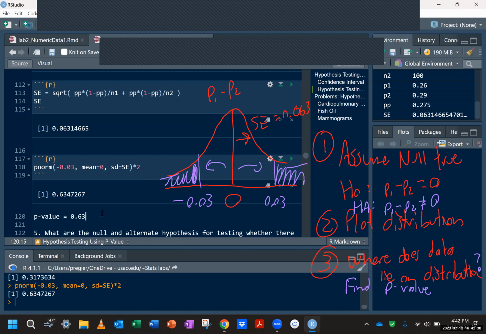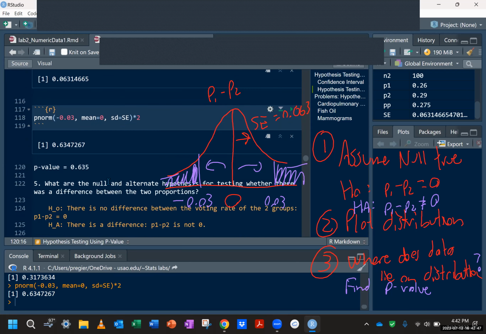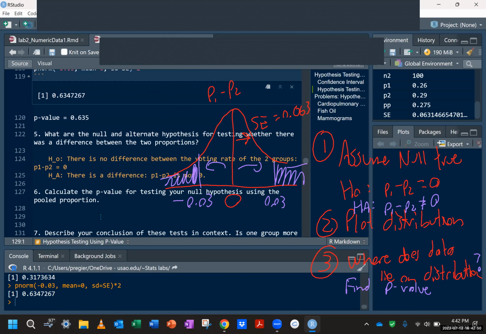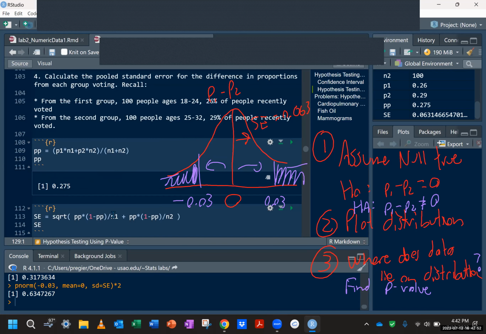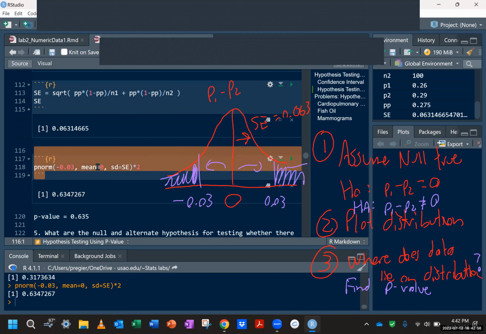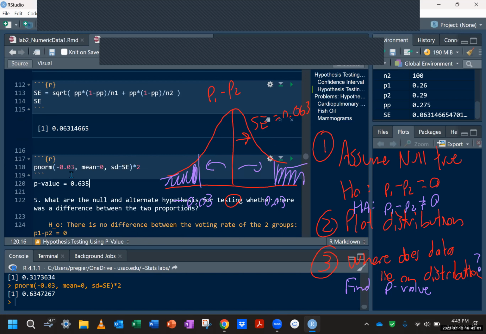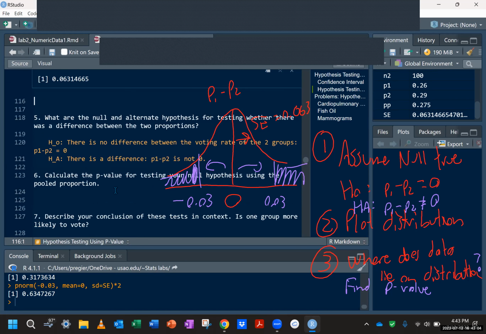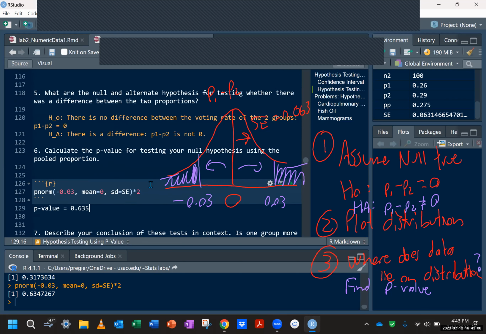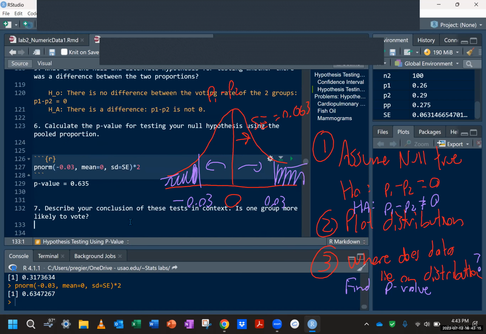0.6365. So now based off that, I'm all over the place. Calculate the standard error. Okay, I was ahead of myself here. So this is just the standard error. I calculated that for 4. Number 6 is calculating the p-value. So that's what I did. I found the p-value to be 0.6365. And so now we're going to sing the song that I'm teaching you in class.